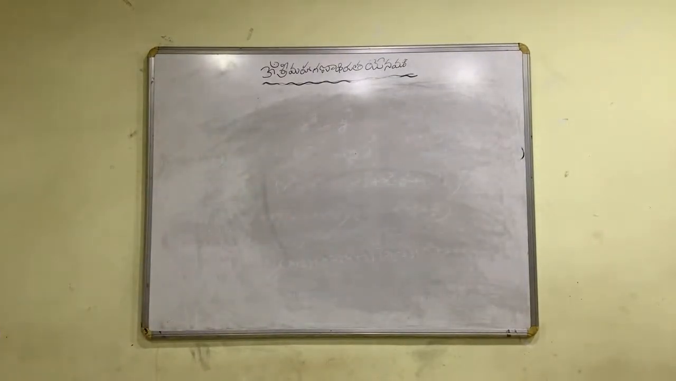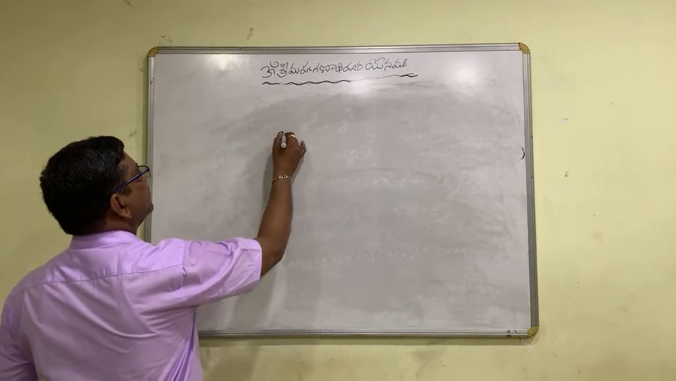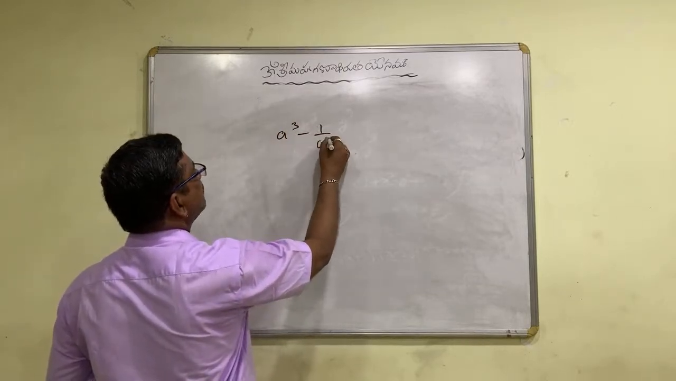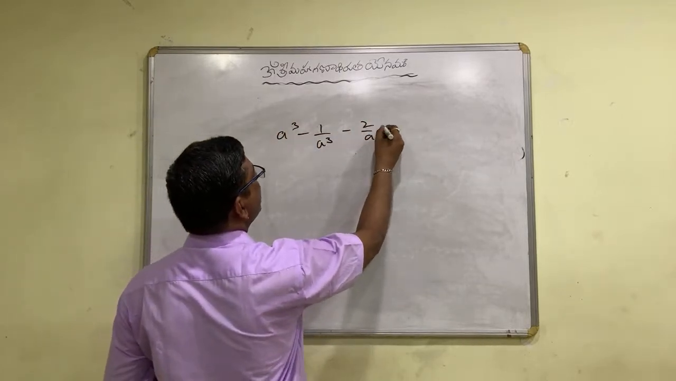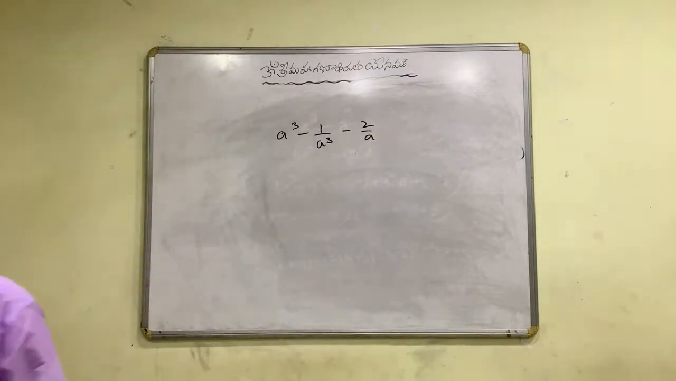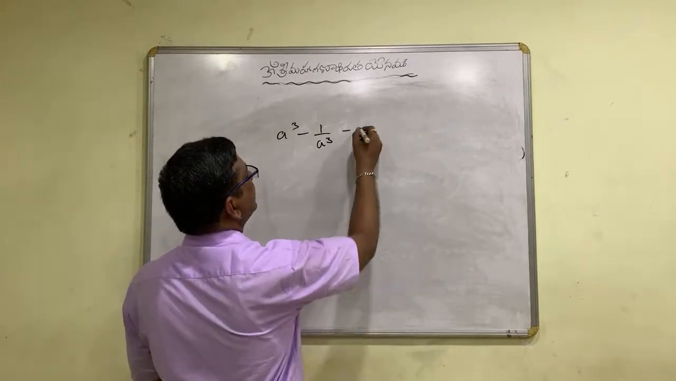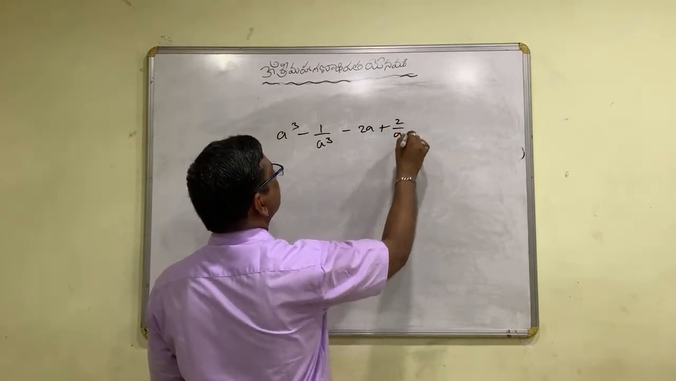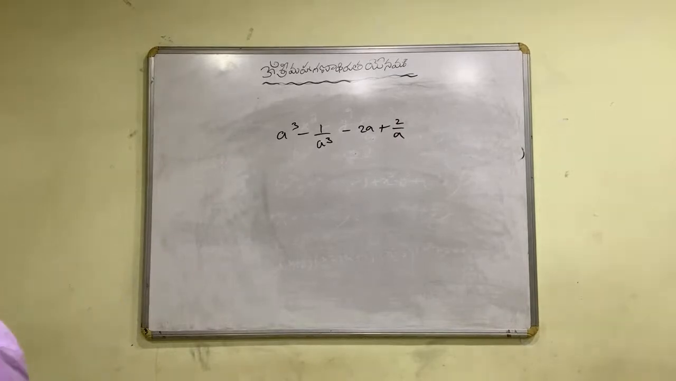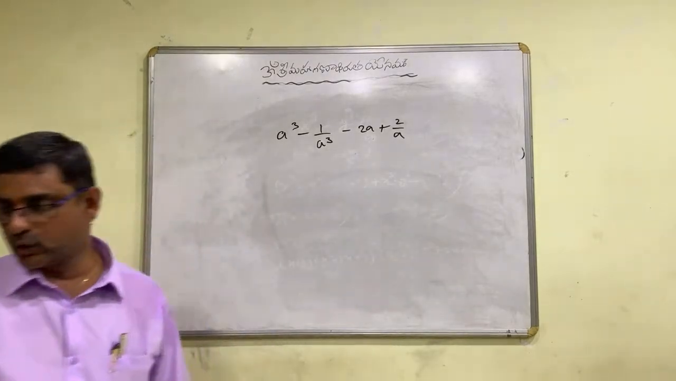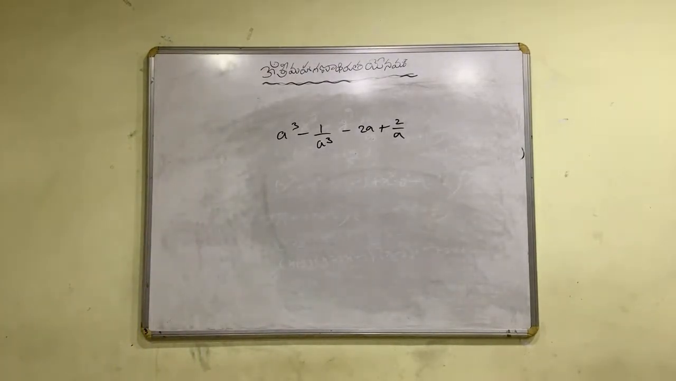I am going ahead with another model, that is a cube minus 1 by a cube minus 2a plus 2 by a. Factorize a cube minus 1 by a cube minus 2a plus 2 by a.